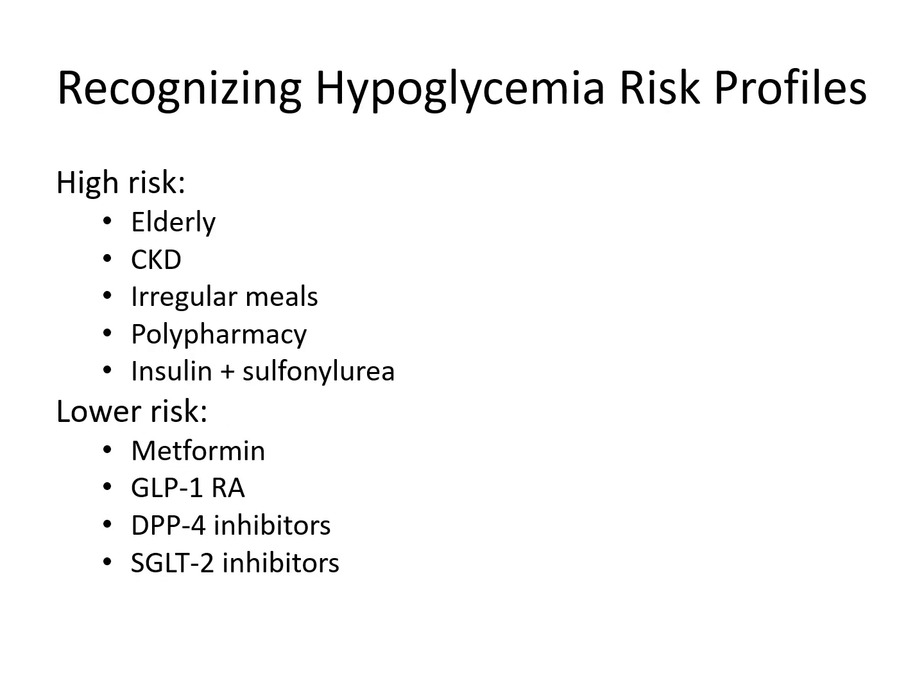So, recognizing who is at risk for hypoglycemia. Our high-risk patients, again, are our elderly patients, those with chronic kidney disease, patients that are eating meals irregularly, not on a regular schedule, anyone with polypharmacy, and those on insulin and a sulfonylurea simultaneously. Our lower risk is going to be metformin, GLP-1 receptor agonists, DPP4 inhibitors, and SGLT2 inhibitors.